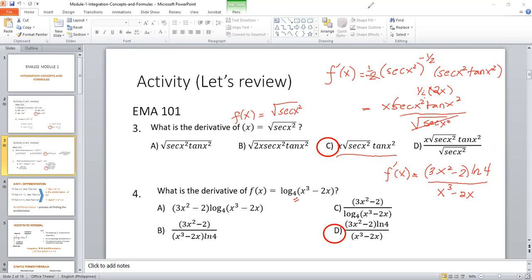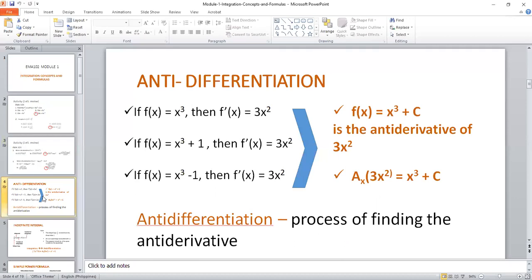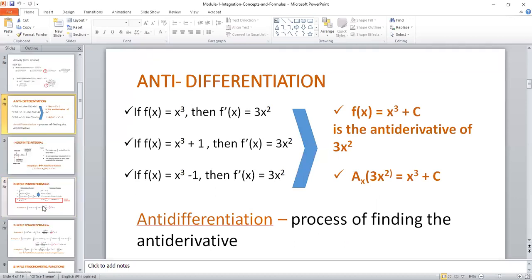Okay, so I'll clear my markings here. Now we proceed to the real thing, and that's your calculus, because what we have done in the first 30 minutes is just review.